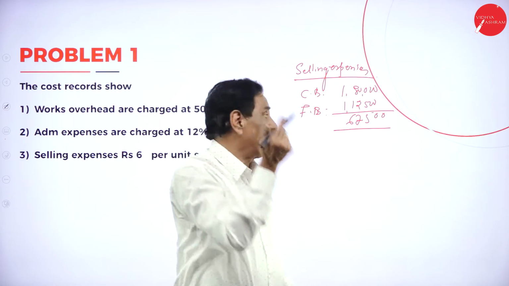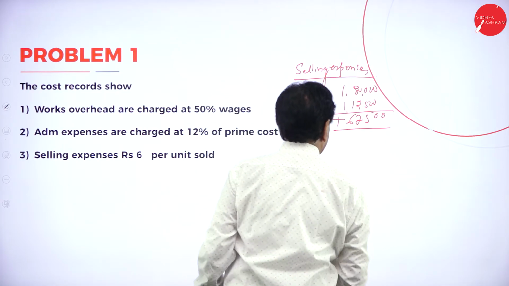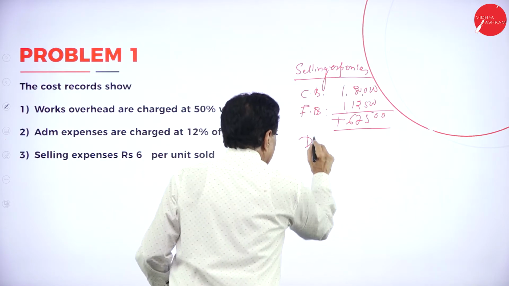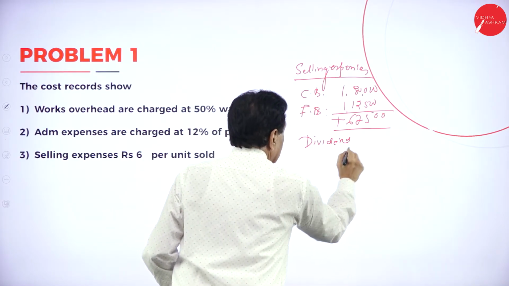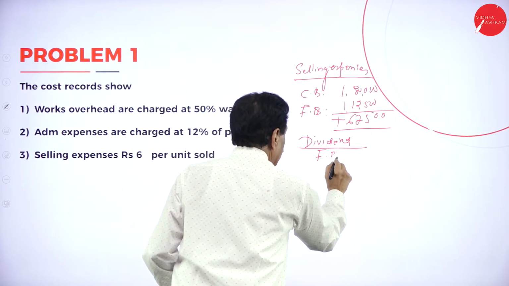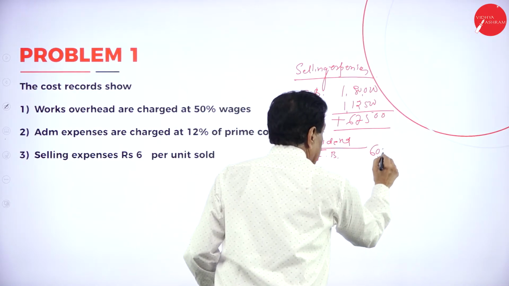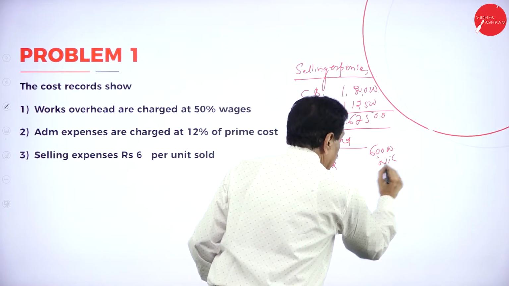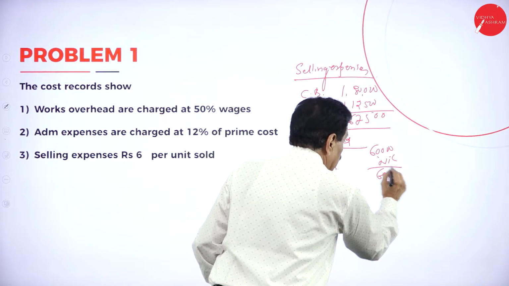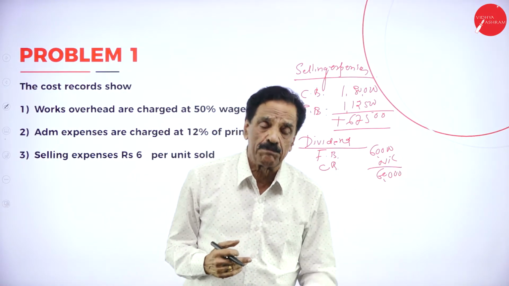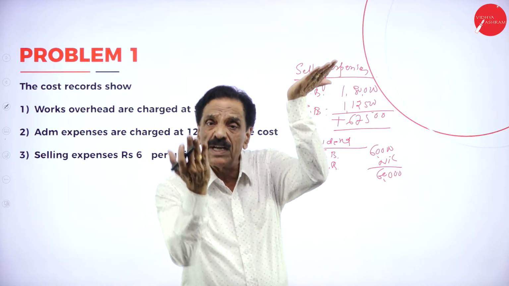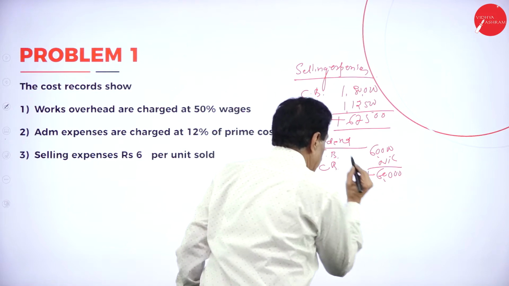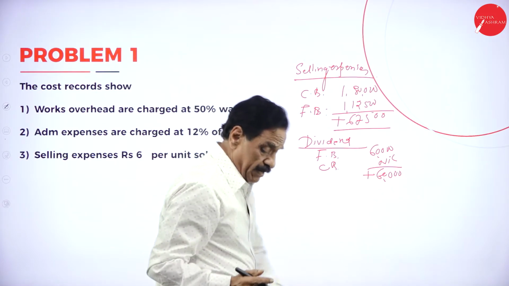To make that level, add back 67,500. Then dividend, FB 60,000. Gain CB nil. So it is 60,000. So when you receive the dividend, what will happen? Financial book will be raised, but no entry in the cost book. So cost book should also be raised by 60,000 plus.